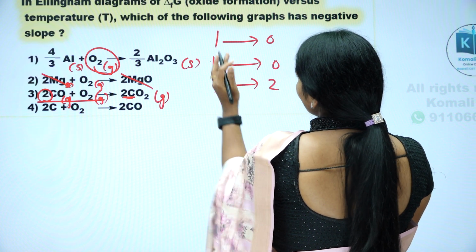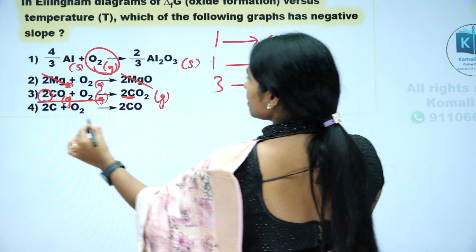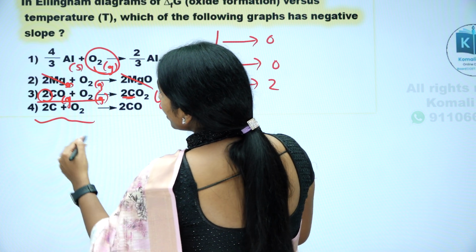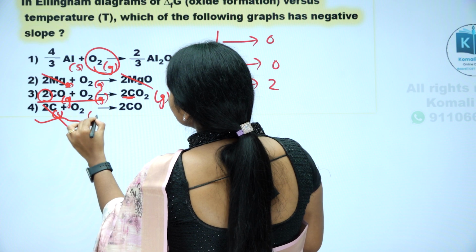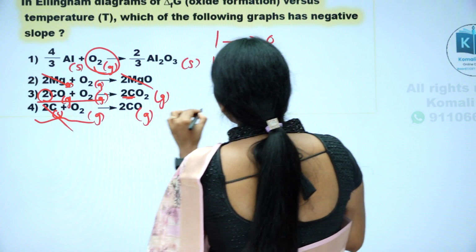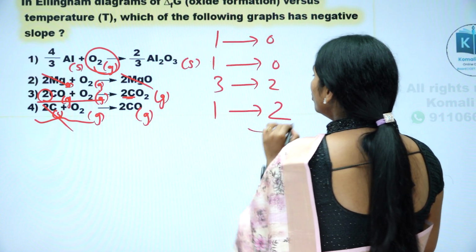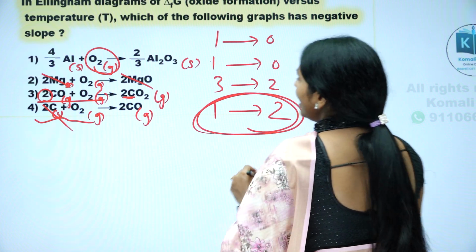See, in every case the number of gas molecules is decreasing, but see, this is the case. Okay, 2 carbon monoxide, this is solid, so don't count. This is a gas, this is a gas. So 1 gas molecule is converting into 2. So entropy is increasing in this case.